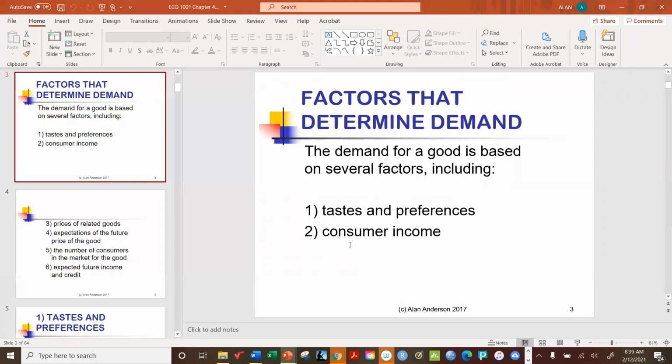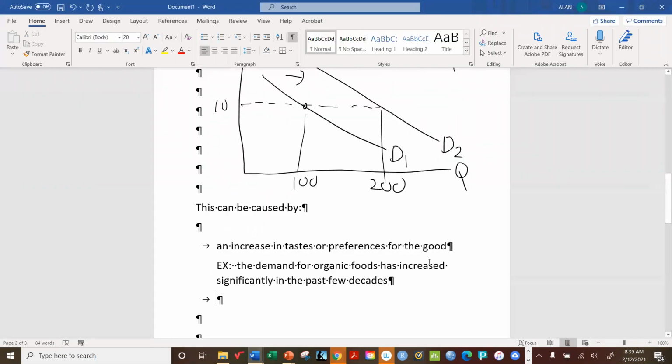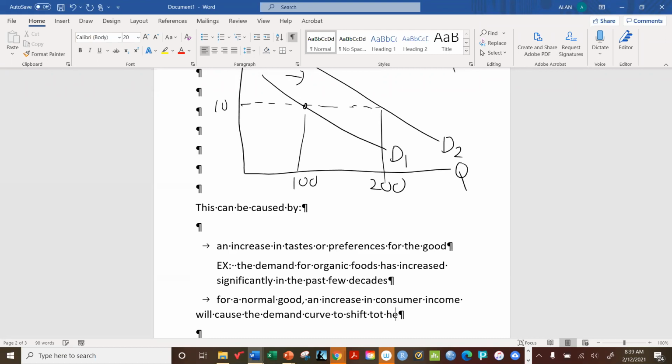How about consumer income? Now, here we have to be careful. For a normal good, an increase in consumer income will cause the demand curve to shift to the right. And if you recall, we defined a normal good as any good where higher incomes will cause us to want to buy more of that product. And we also showed that the majority of goods in the marketplace are in fact normal goods. In fact, it's hard to think of examples of what we call inferior goods because there aren't that many of them.